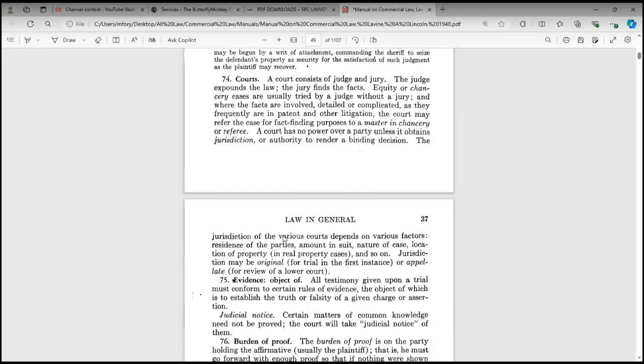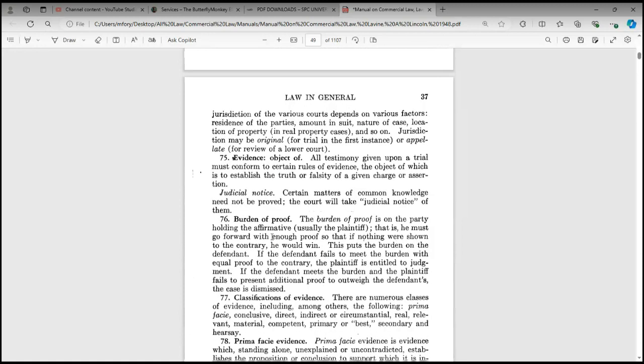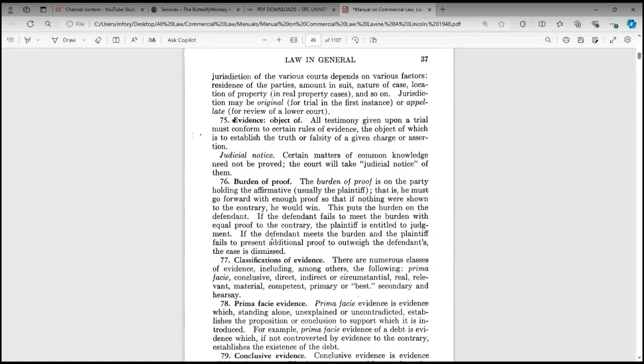A court has no power over a party unless it obtains jurisdiction or authority to render a binding decision. The jurisdiction of the various courts depends on various factors: residence of the parties, amount in suit, nature of case, location of property in real property cases, and so on. Jurisdiction may be original for trial in the first instance or appellate for review of the lower court.